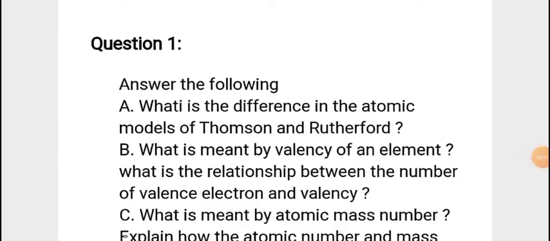Chapter number 5, Inside the Atom. We have done this chapter. Now, today we are going to discuss the question and answer of this chapter. The very first question is, what is the difference in the atomic models of Thomson and Rutherford?